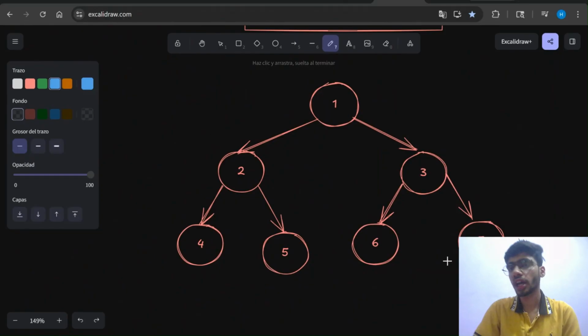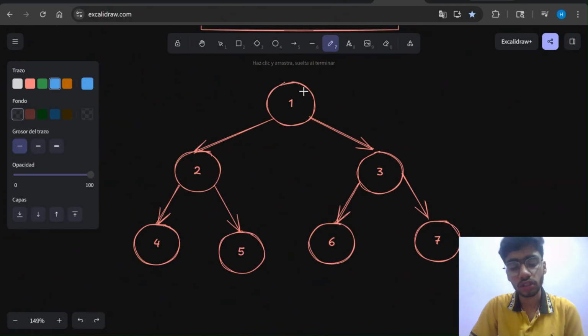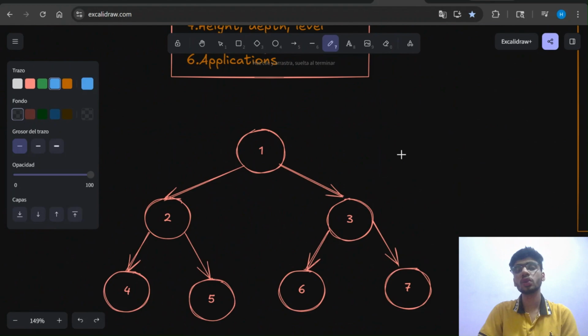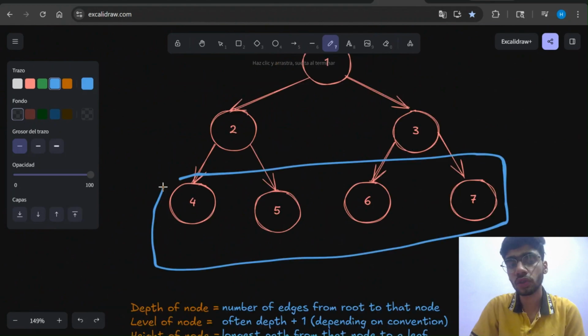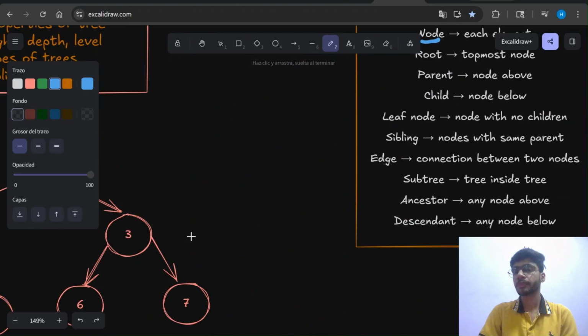The next is child. The node below a node is called a child of that node. So for example, 2 and 3 are children of 1, 4 and 5 are children of 2, and 6 and 7 are children of 3. The next is the leaf node. A node with zero children is called a leaf node. So here 4, 5, 6 and 7 are leaf nodes because they have zero children.